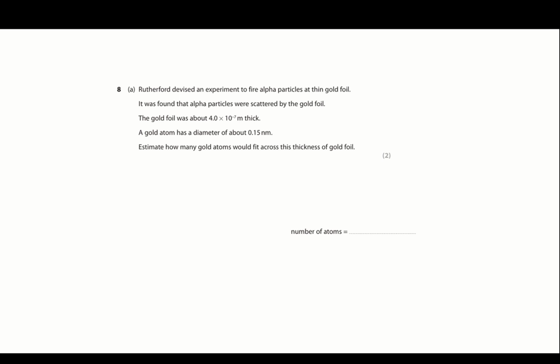Okay, question 8. We've got a question about the Rutherford experiment with alpha particles fired at gold foil. So the first one is, it was found that alpha particles were scattered by gold foil. It tells us the thickness of the foil, so we know how thick it is. It tells us the diameter of one gold atom is 0.15 nanometers. So that's 10 to the minus 9. So we have to do that change.